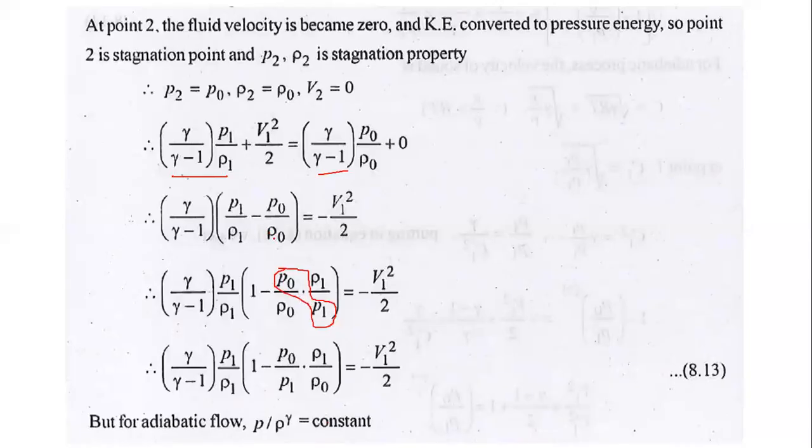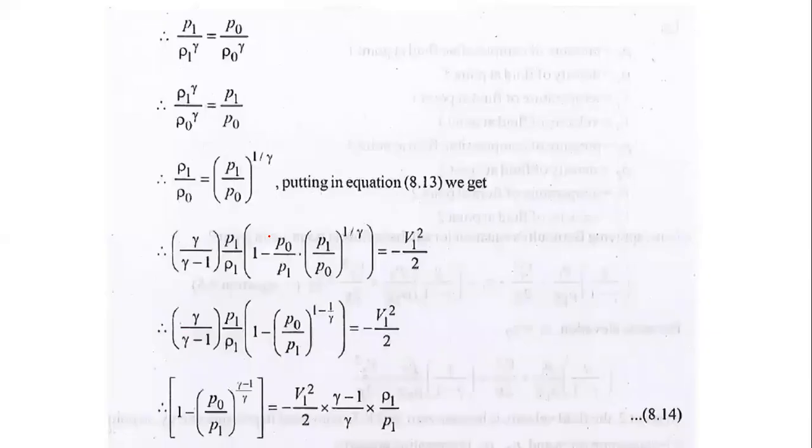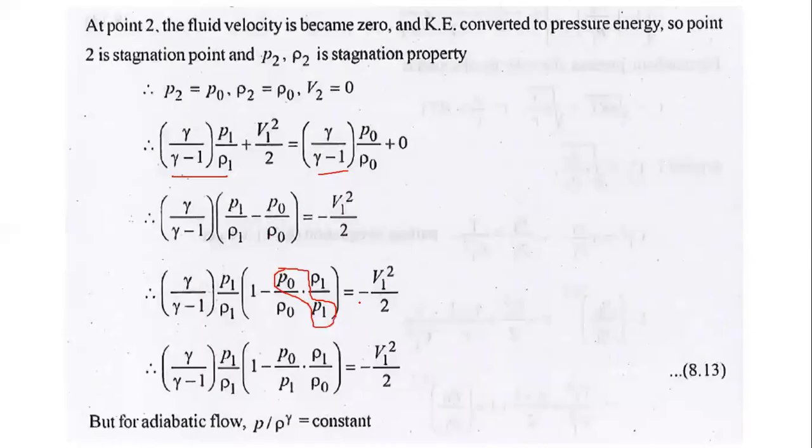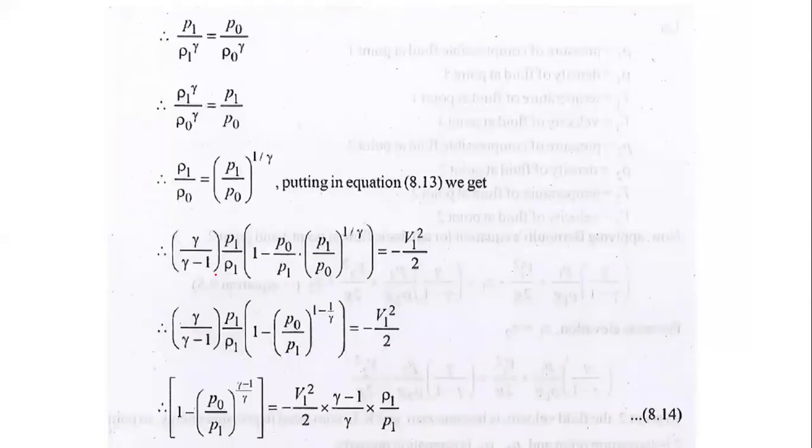That means we are just converting rho 1 upon rho naught raised to power gamma into P1 upon P naught raised to power 1 by gamma. So just putting this value in equation 8.13, we are getting gamma upon gamma minus 1 into P1 upon rho 1 into 1 minus P naught upon P1 into P1 upon P naught raised to power 1 by gamma.